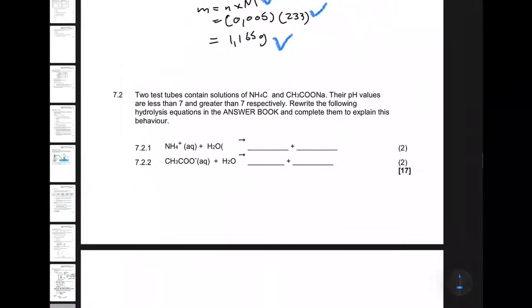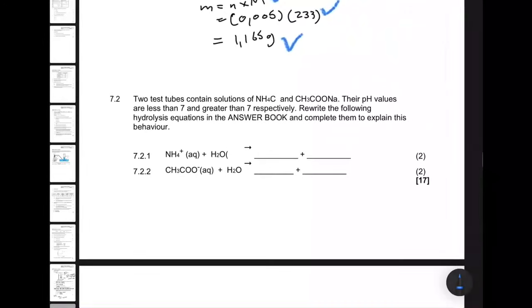And then 7.2 says 2 test tubes contain solutions of NH4Cl, NH4 I think, and CH3COONa. Their pH values are less than 7 and greater than 7 respectively. Rewrite the following hydrolysis equations in the answer book and complete them to explain this behavior.